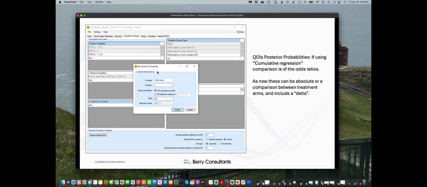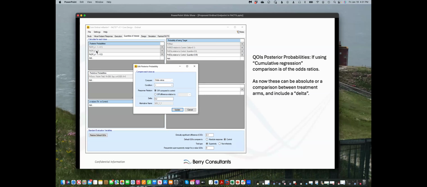And then the quantities of interest tab. These behave a little bit differently depending on whether you're doing the Bayesian proportional odds, the cumulative logistic model, or you're doing the Dirichlet model. So firstly, looking at the cumulative regression, the comparison here is of odds ratios, and that's the only comparison you have. So we have the posterior probability, where we use OR sub D to indicate that, and they're relative to 1, of course, because control will have an odds ratio of 1.